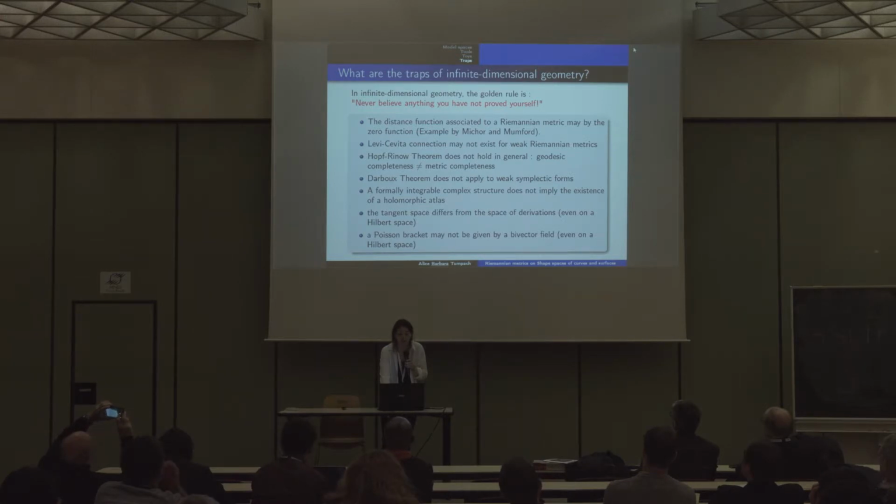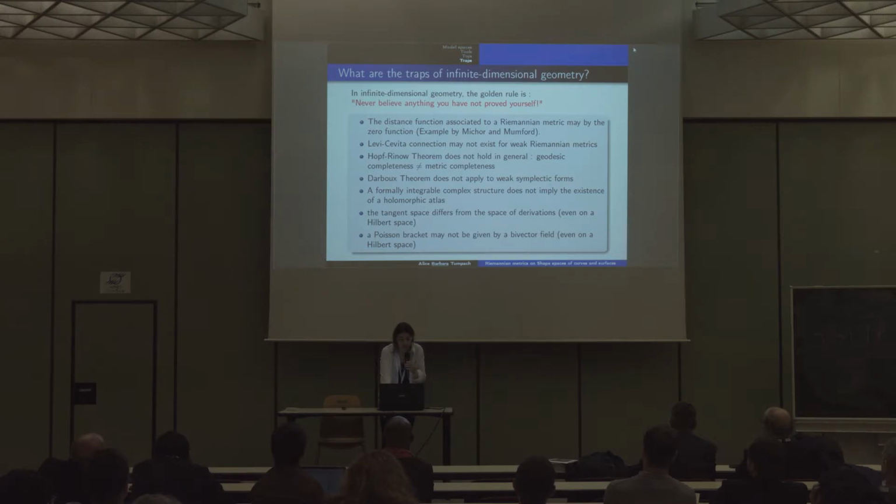Well, now what are the traps of infinite dimensional geometry? So the golden rule in infinite dimensional geometry is never believe anything you have not proved yourself. Because it's very easy to make mistakes. Because we are so used to the finite dimensional setting that we don't even pay attention to what can be the troubles of the infinite dimensional case.